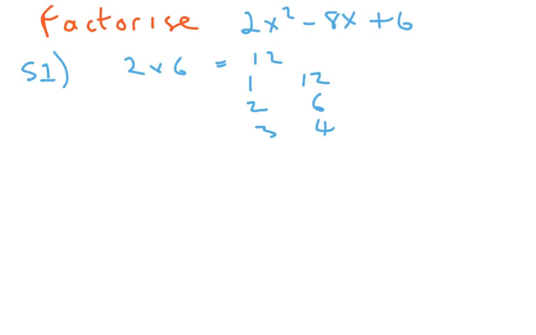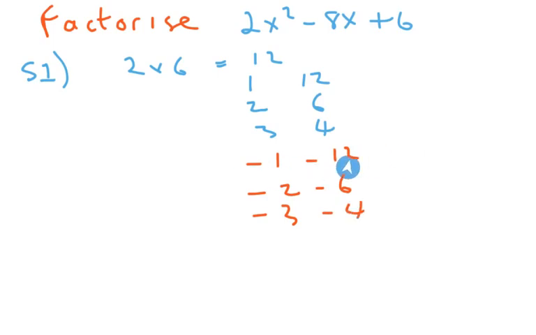And now what we're asking is, which pair are we going to choose that's going to add up to minus 8? 1 and 12, 2 and 6, 3 and 4. None of those add up to 8, or to minus 8, should I say. So the reason is we're missing something. In addition to 1 and 12 and 2 and 6, there's also minus 1, minus 12, minus 2, minus 6, and minus 3, minus 4.